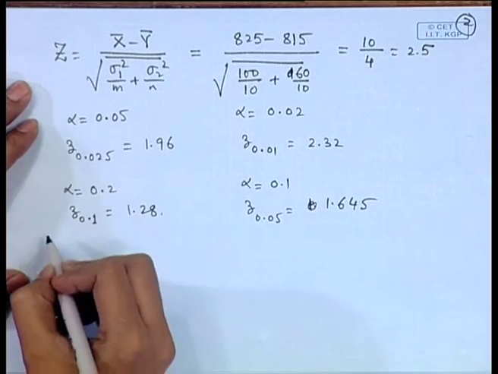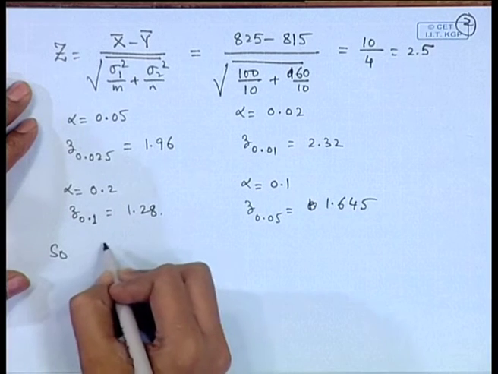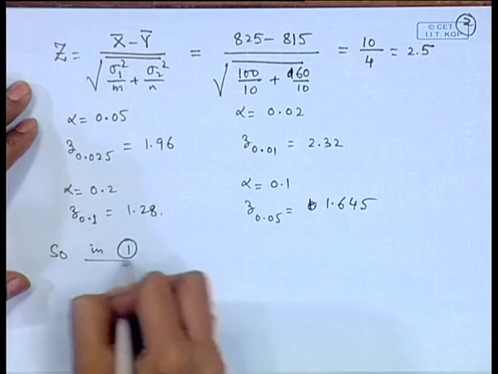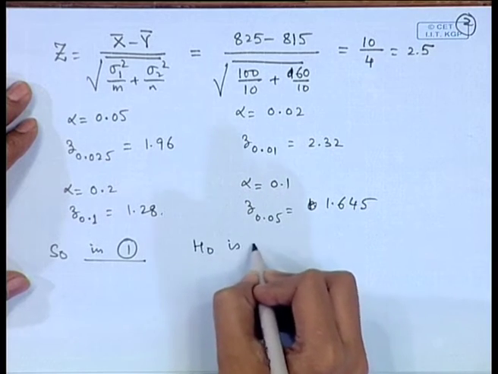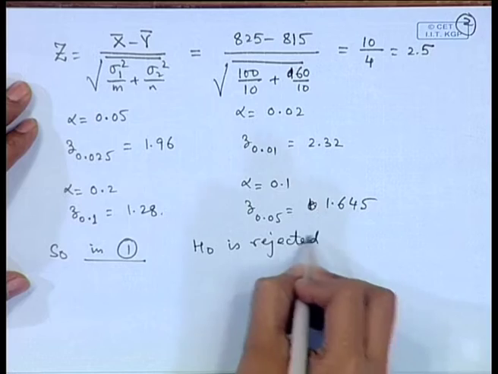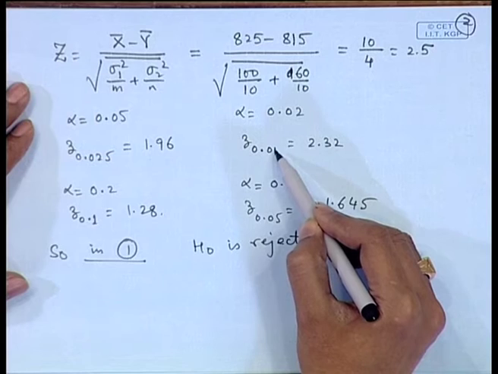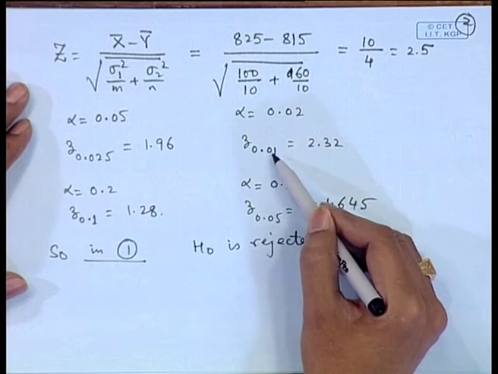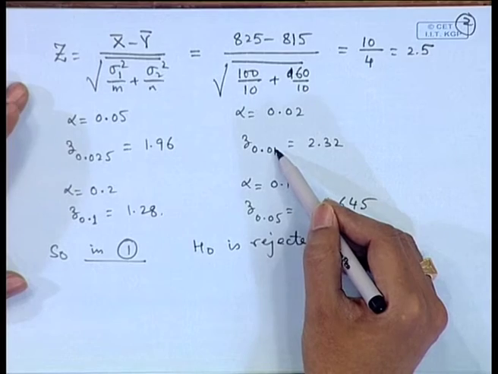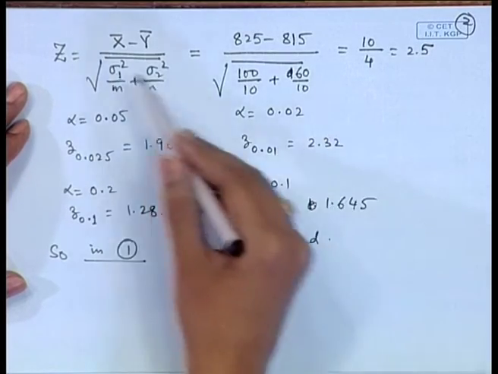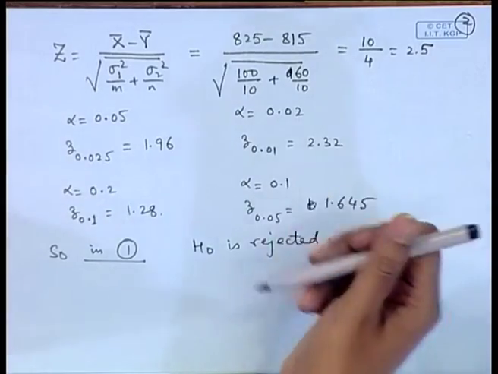Therefore, at any practical level of significance, in testing problem 1, H naught is rejected. Of course, if we take a much smaller alpha, say 0.01 or 0.001 etcetera, then this will not be rejected, but it is not very reasonable to take such a low probability of the type 1 error, because that may reduce the power also.